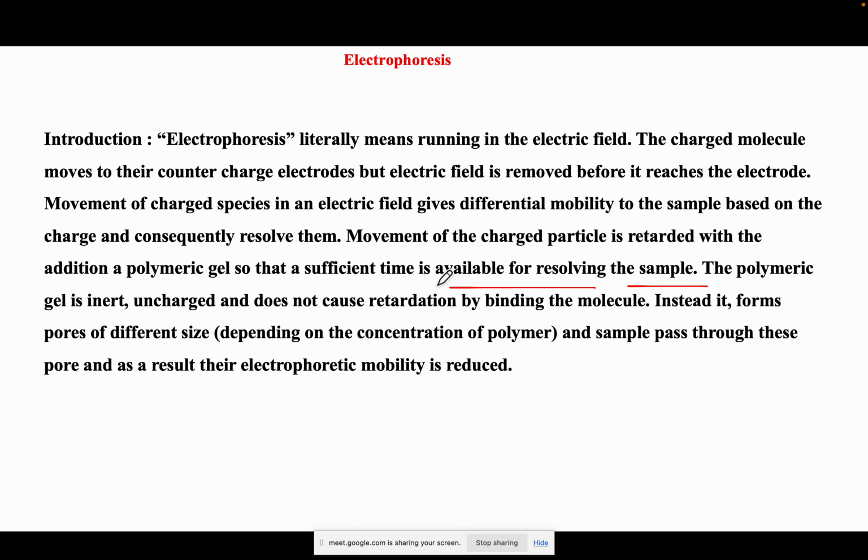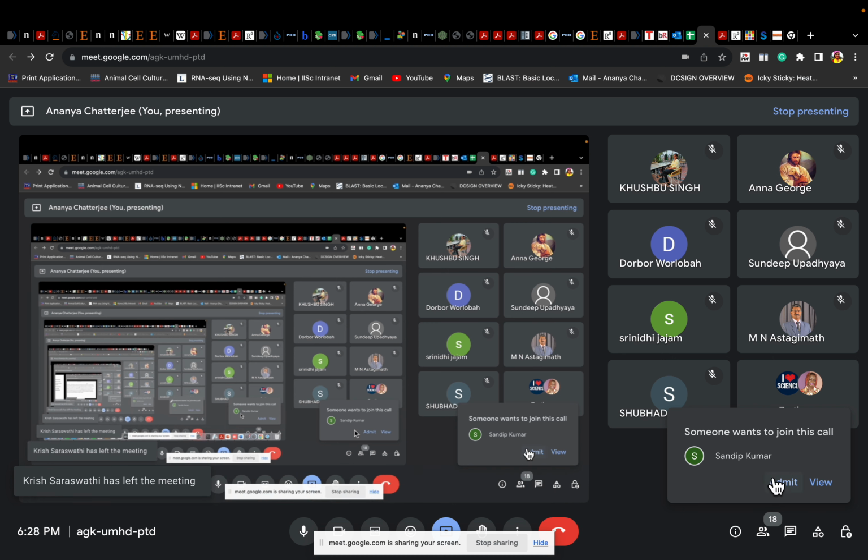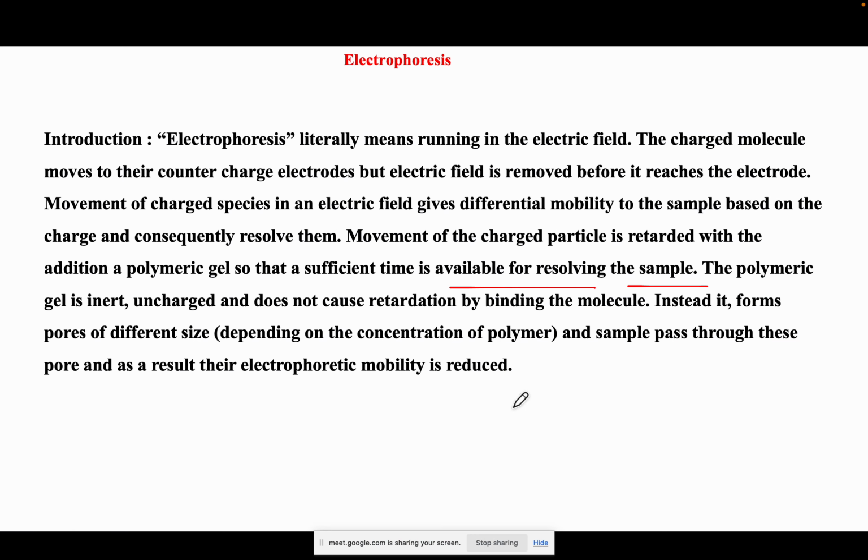So they have some porosity also. With the pore only, those macromolecules will be run through. But the pore size also matters. If the pore size is very big, your macromolecule will run fast. If the pore size is very small, your macromolecule will face some friction, so it will not get sufficient time to resolve. So you have to consider the polymeric gel porosity also.